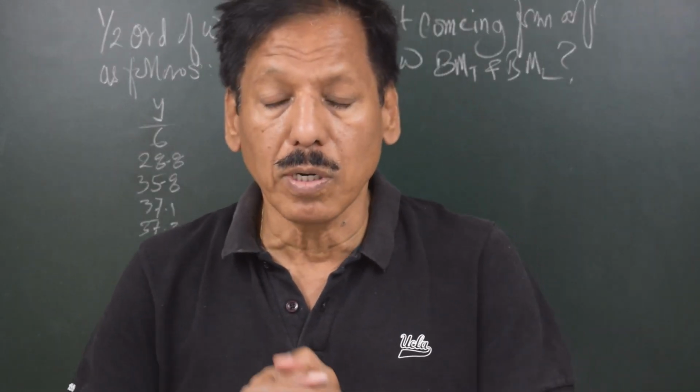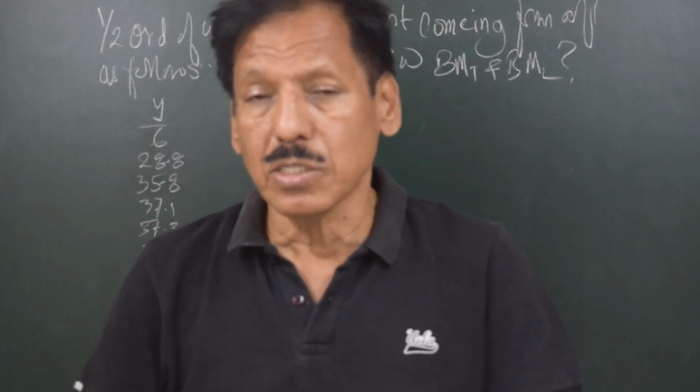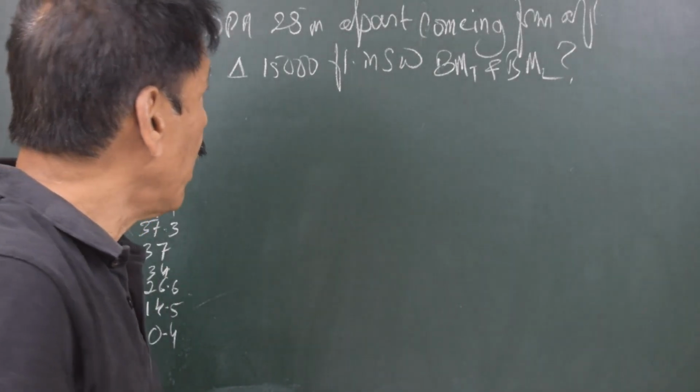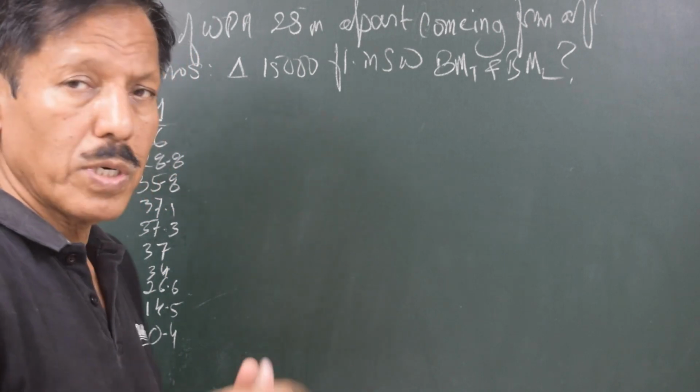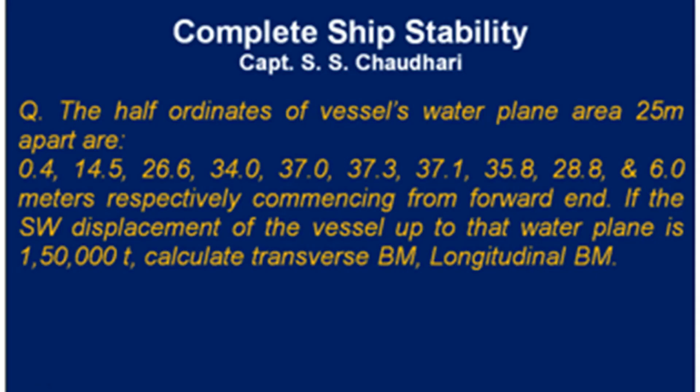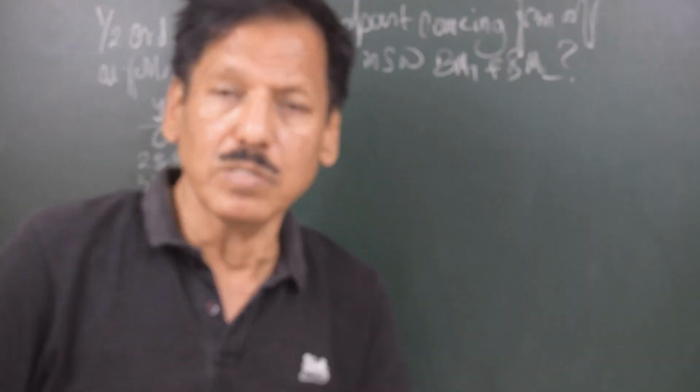This question is from my book, Complete Ship Stability, right? So this particular numerical is about a ship that is 225 meters in length, because I have been given 10 ordinates. That means 9 segments, and each segment is of 25 meters, so 225 is the length of the water plane area. Half ordinates which are given are 6, 28.8, 35.8, 37.1, 37.3, 37, 34, 26.6, 14.5 and 0.4.